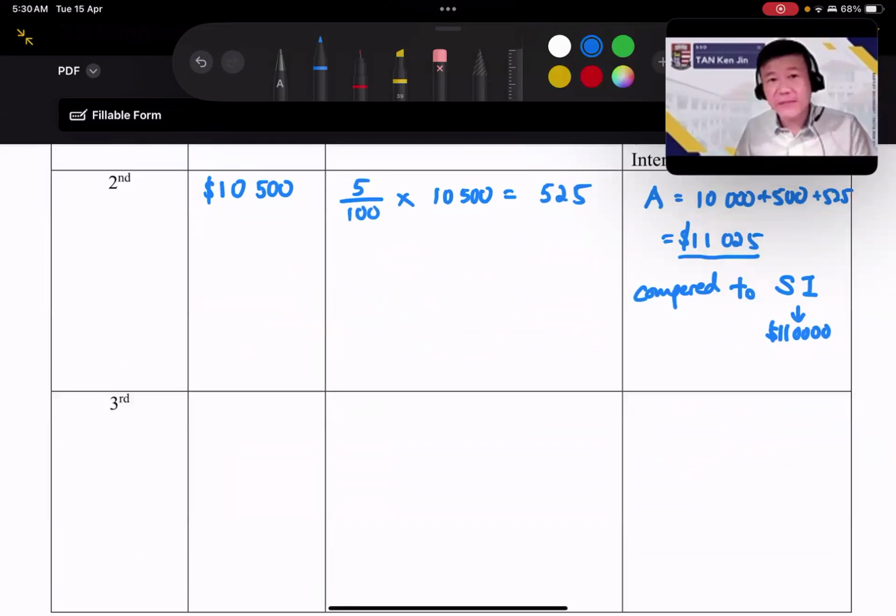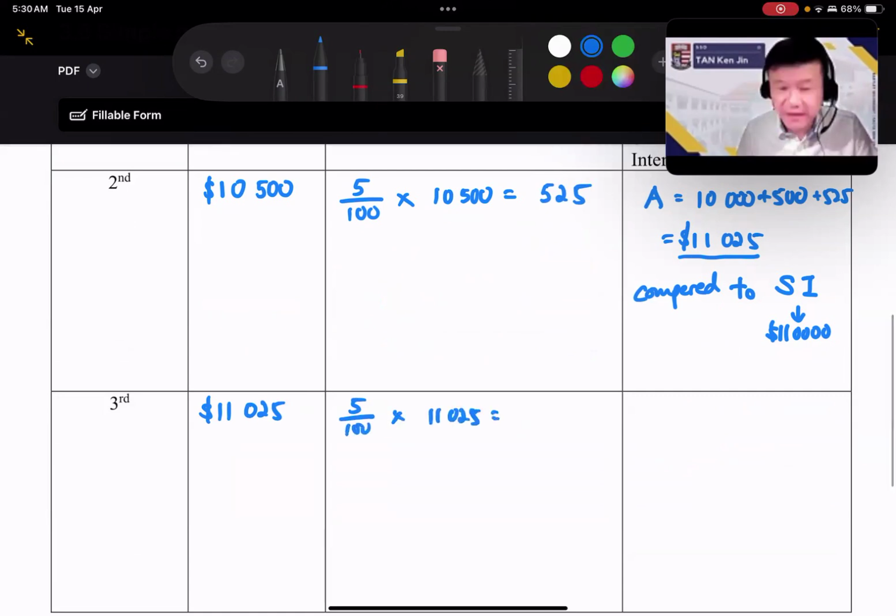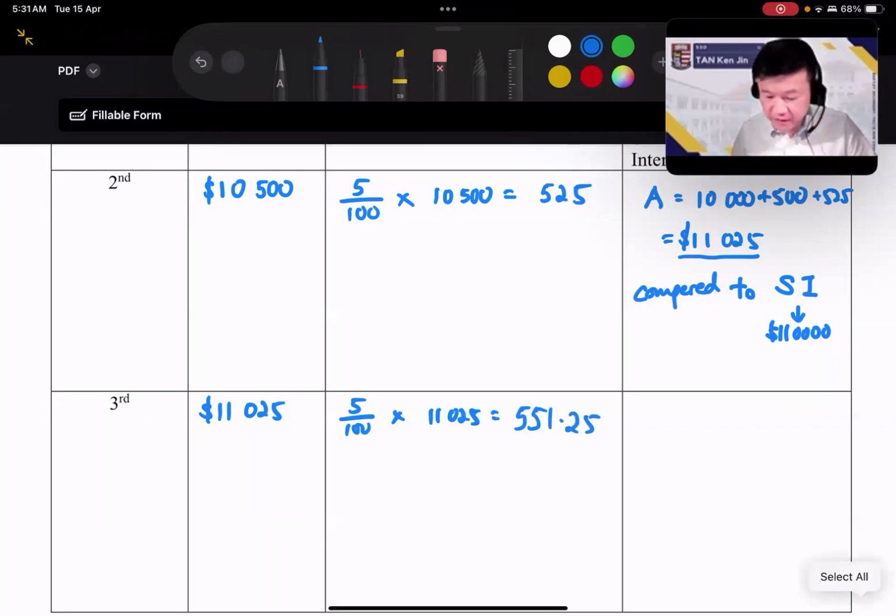So you can imagine for the third year, it's going to be the same thing. We're going to now use $11,025, and we're going to have 5% of $11,025, and that's $551.25. Okay, so again, definitely more than $500.